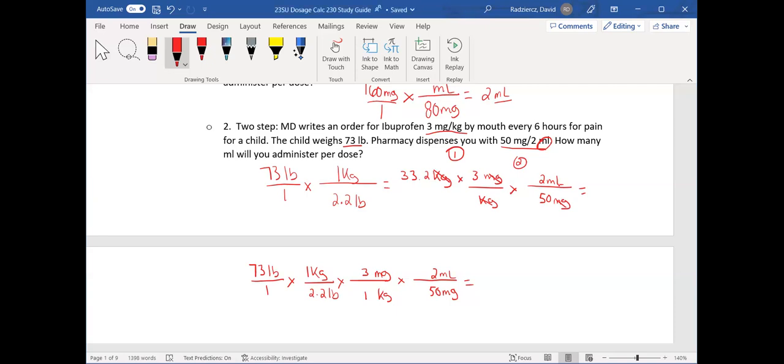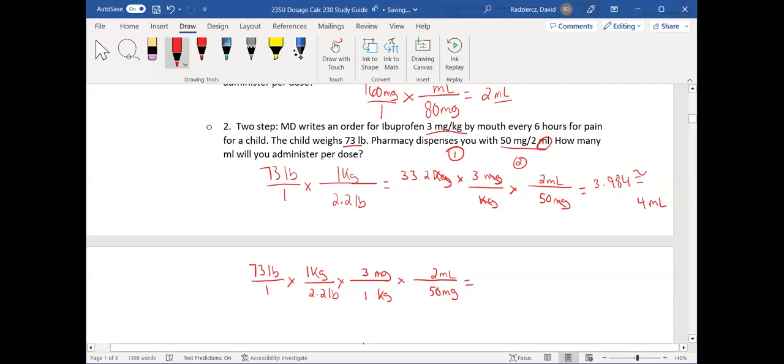So the top one there, where I had done 33.2 times 3 equals 99.6 times 2 equals 199.2 divided by 50. And I'm going to get 3.984 milliliters. So if they're asking you to mark on a syringe, we're probably just going to go ahead and round that to 4 milliliters.